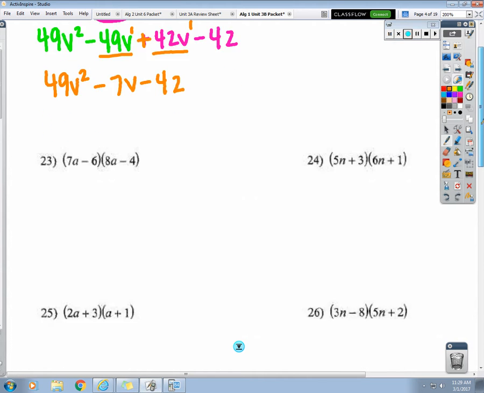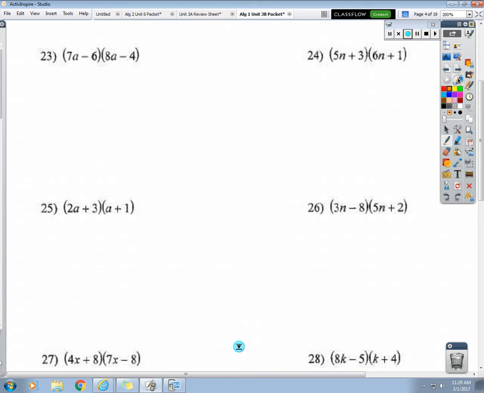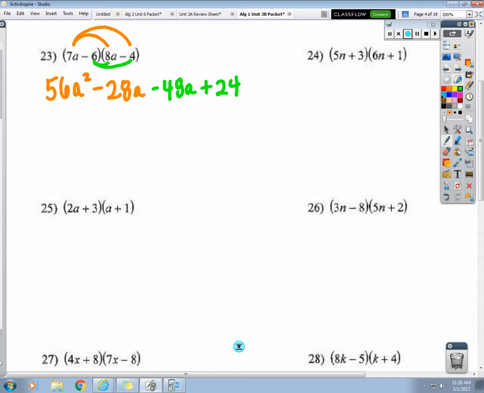Number 23. The first thing you have to do is you have to distribute the 7a times the 8a and the negative 4. What's 7a times 8a? 56a squared. Right. What's 7a times negative 4? Negative 28a. Okay, now you have to distribute the negative 6 to everything over there. What's negative 6 times 8a? Negative 48a. Right. And what's negative 6 times negative 4? Positive 24. Because it's a negative times a negative.